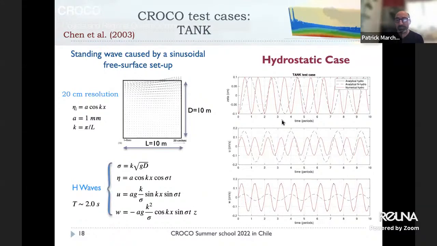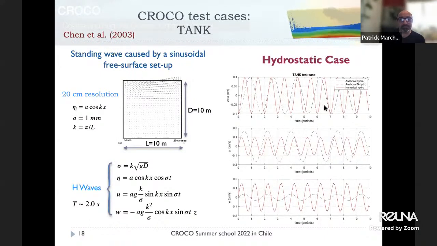And you can see that the solution is matching exactly the analytical solution. So the numerical solution in red is matching the analytical solution in black. Actually, you can't even see the black line because it's hidden behind the red. So we just verified that the hydrostatic model works, but we knew that, but it's always good to check.